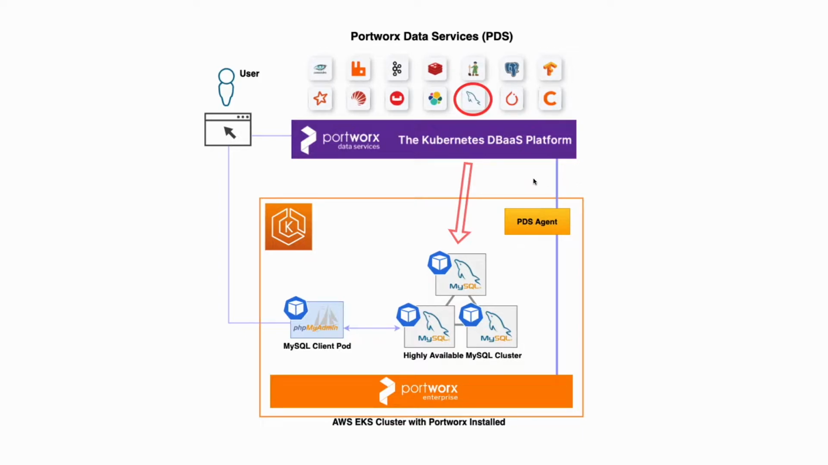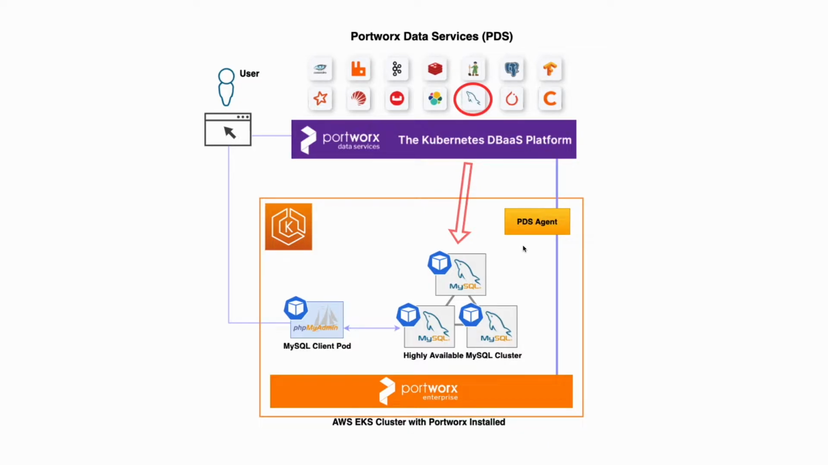PDS is the Kubernetes Database as a Service platform which has a number of predefined database container applications for you. With a few clicks of buttons, you can easily deploy these applications to your EKS cluster. The database applications are automatically configured and protected by Portworx.